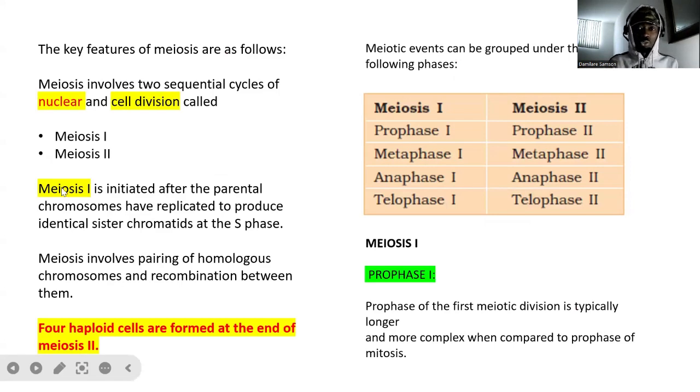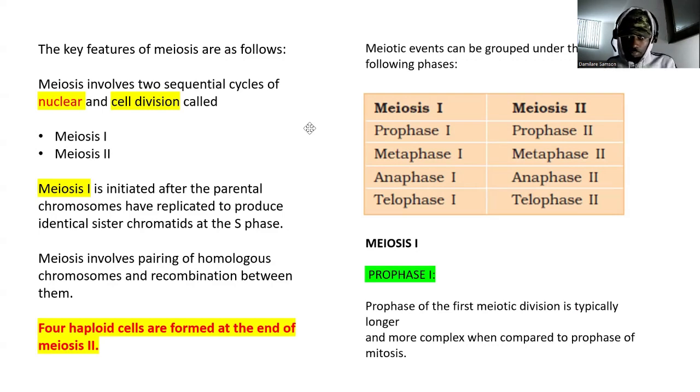Now, what are the key features in meiosis? What are those things we are trying to look out for under this topic? Meiosis involves two sequential cycles of nuclear and cell division. If you remember very well, we talked about cytokinesis and karyokinesis. The same thing is what we are referring to here again. Meiosis involves two sequential cycles, one after the other, of nuclear division, meaning there will be nuclear division first, followed by what?